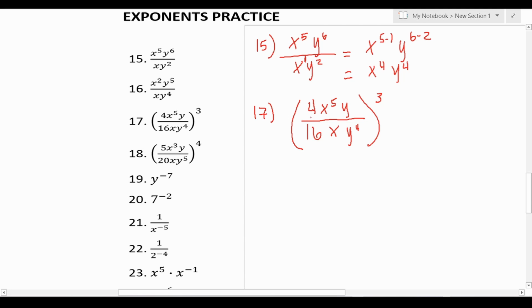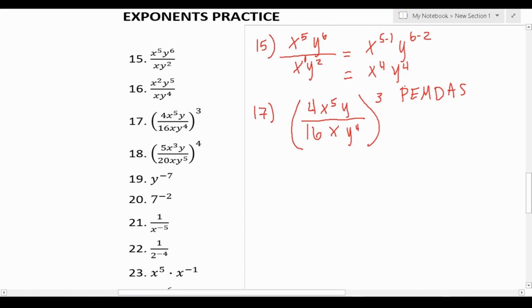Similarly, we should notice that we're going to use the quotient rule to simplify x to the 5th over x, y divided by y to the 4th. That said, we have to figure out an order in which we're going to work this out. Thankfully, we know what the order of operations are. That's please excuse my dear Aunt Sally, which is going to help guide our work through this one.